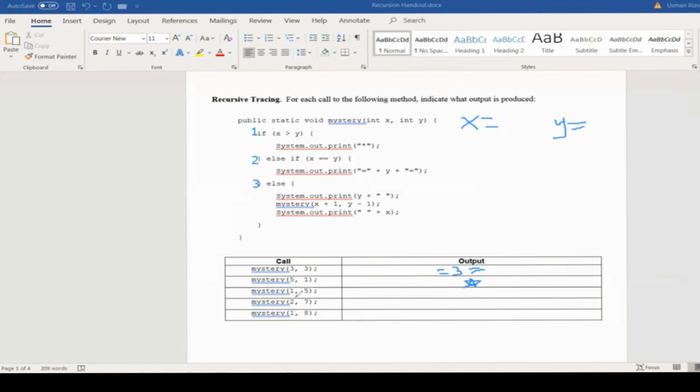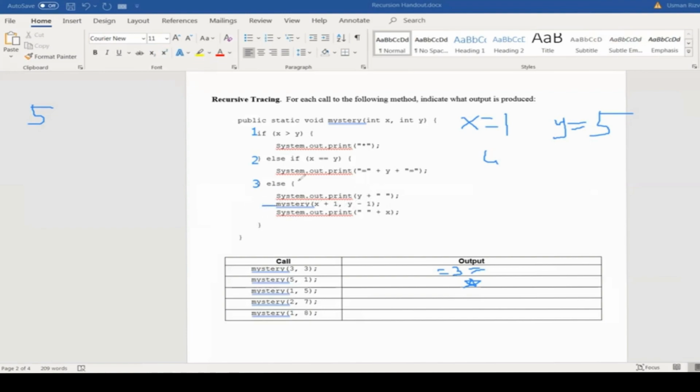So the next one is 1 and 5. X is 1, y is 5. So now we go in there, is x greater than y, and are they equal? They're obviously not equal. And then we go into the recursive case. So now what happens is we print this out. So we print the value y, which is 5. I'm going to keep track of the output right here. So it's going to be 5, and then we have a space. Print 5 and a space, and then we call recursion.